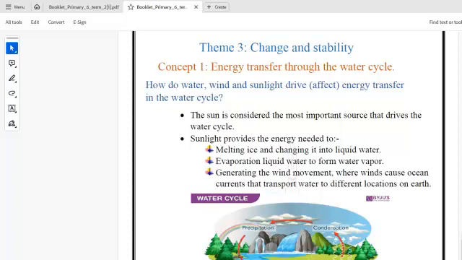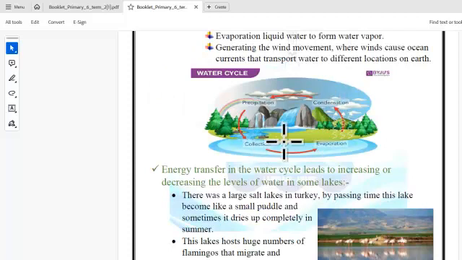The sun is considered the most important source that drives the water cycle. Sunlight provides the energy needed for melting ice and changing it into liquid water. Evaporation changes liquid water into water vapor, generating wind movement, where winds cause ocean currents that transport water to different locations on Earth. Water cycle. This picture shows the water cycle.